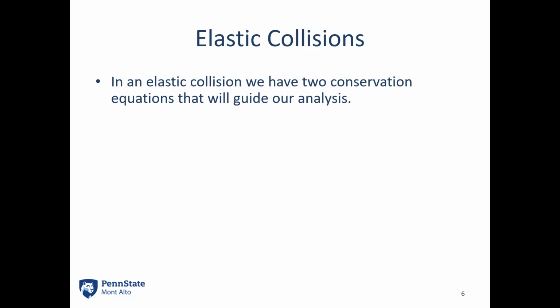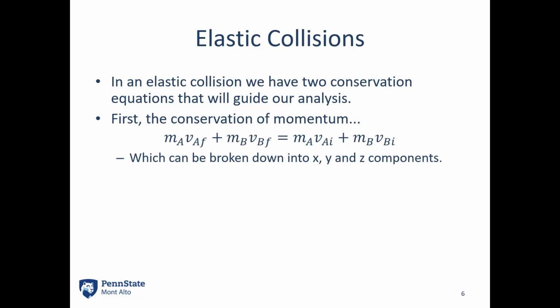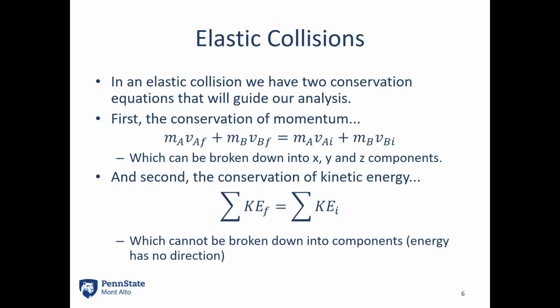All right, so elastic collisions again. When we have an elastic collision, we have the conservation of momentum. We can break this down to x, y, and z components later on if we need to. And the second equation is going to be conservation of kinetic energy. So whatever, 1/2 mv squared is the kinetic energy of a single particle. Break that down into particle A, particle B before, particle A, particle B afterwards, and sum all those up.